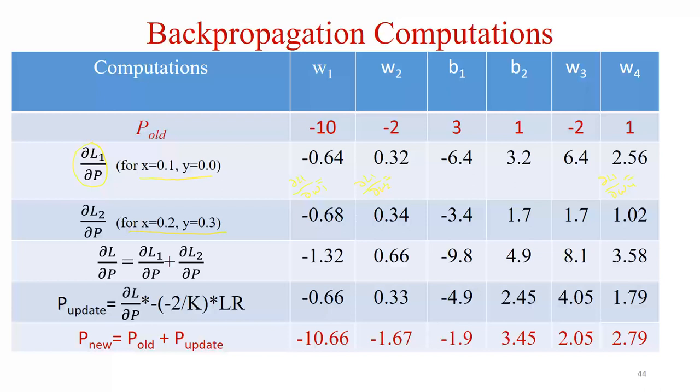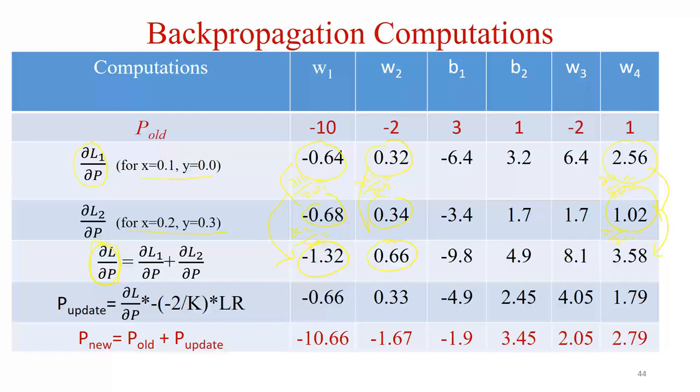Similarly, I have done the computation for the second pattern: delta L2 over delta W1 equals minus 0.64, and so on, all the way to the end, delta L2 over delta W4 equals 1.0. Now, to compute the total delta L over delta P, I sum these derivatives, because these are changes. So for every parameter I sum this one plus this one, and I end up with one expression.